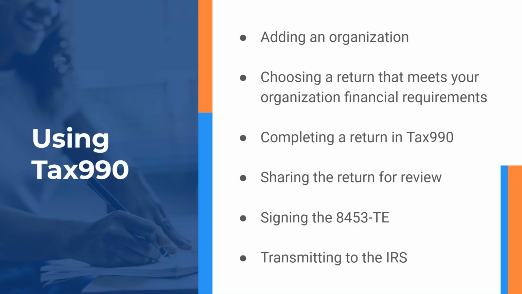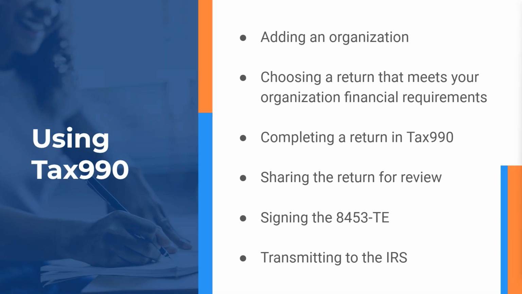So we're going to go ahead and jump into using tax990. We're going to look at the process of adding an organization, choosing a return, completing a return, sharing the return for review, signing the 8453 TE, and transmitting the return to the IRS. So we're really going to take a deep dive into the entire process of filing with tax990.